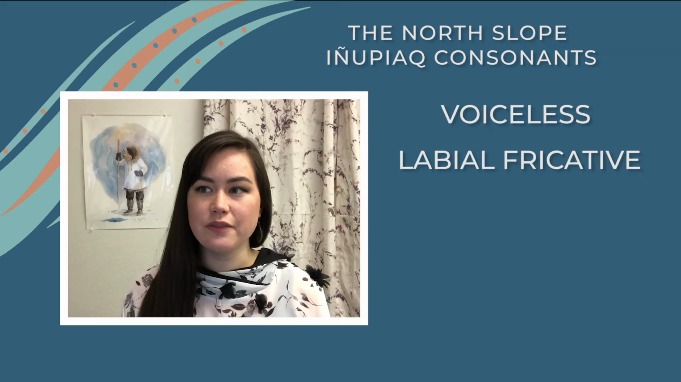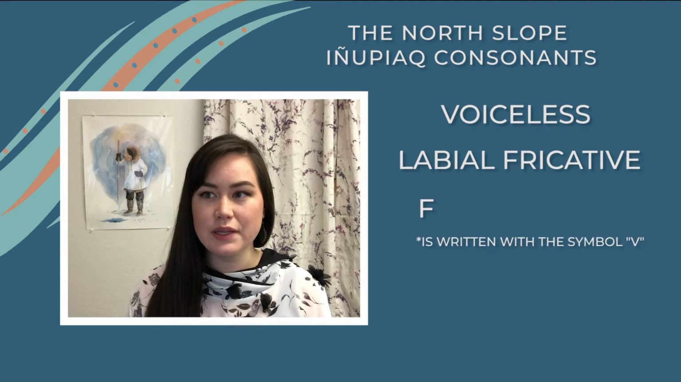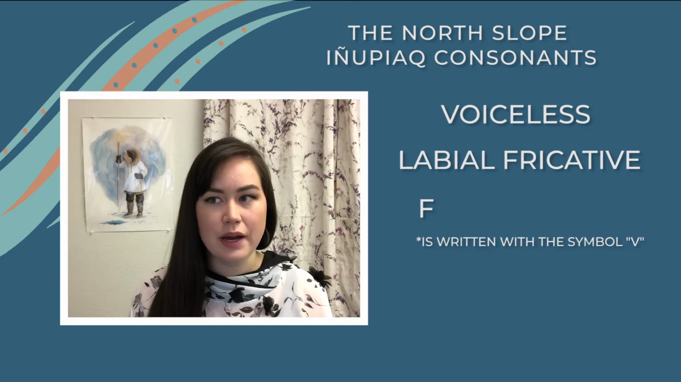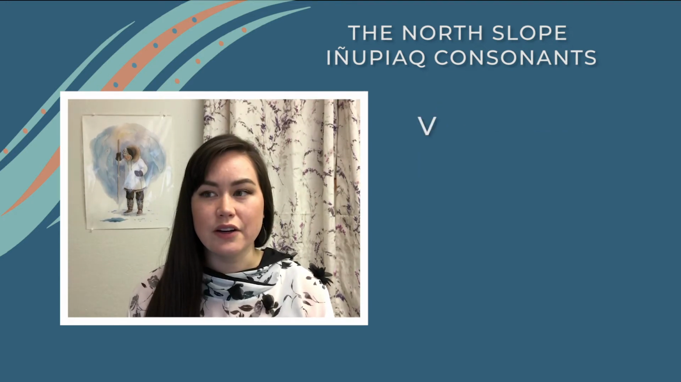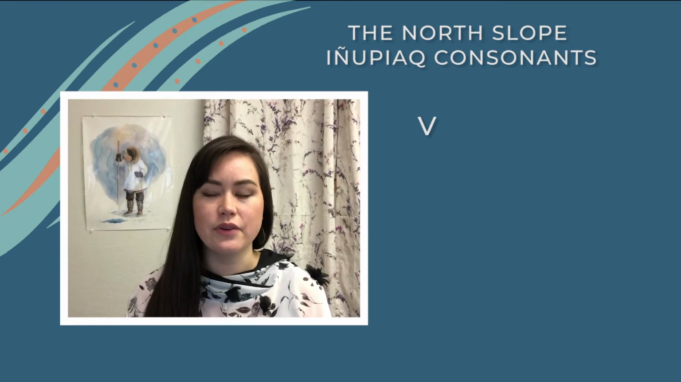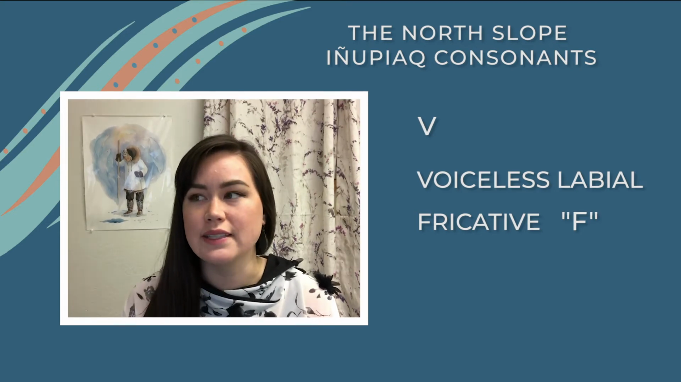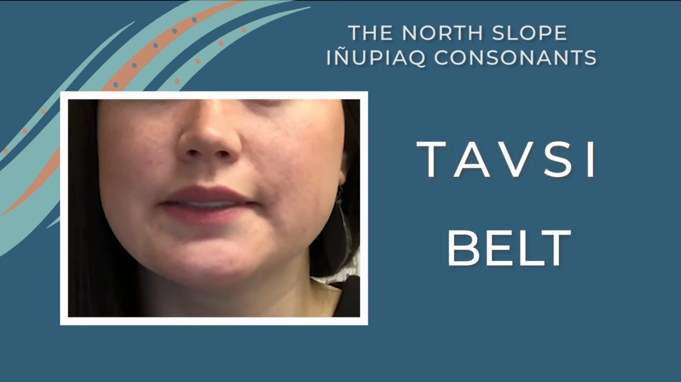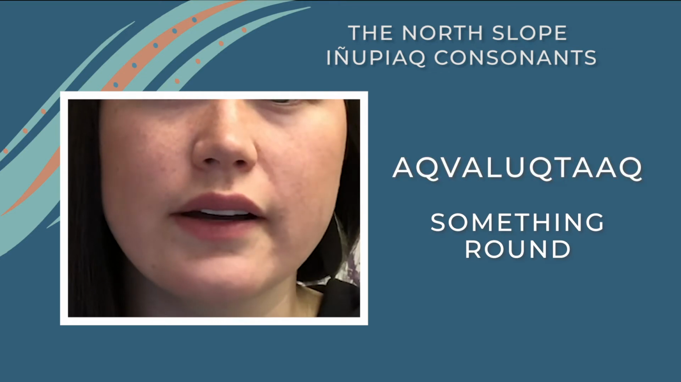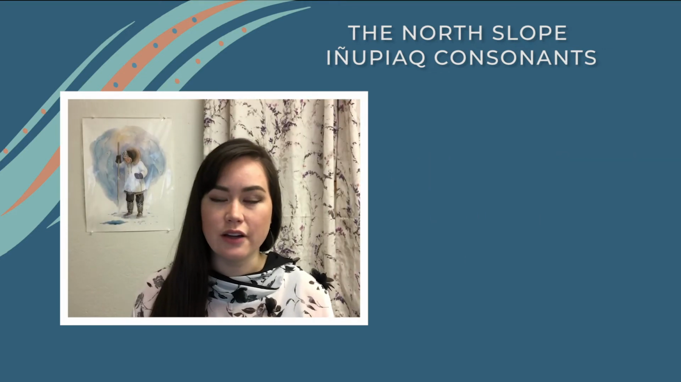The voiceless labial fricative, F, is written with the symbol V because it is predictable in Iñupiaq words. Whenever the symbol V occurs in a consonant cluster with a voiceless consonant, it represents the voiceless labial fricative F. Here are some examples with the F sound. Tufsi, Achfaluktaq.